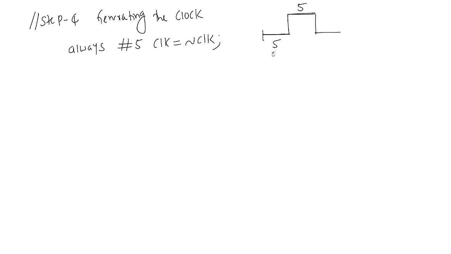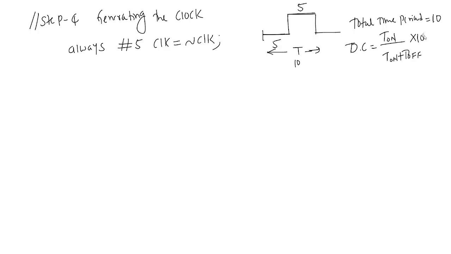So what is the time period? Total time period, T equal to 10 nanoseconds or 10 time units. Total time period is equal to 10. Okay, so you know the duty cycle. So what is duty cycle? It should be 50%. T on by T on plus T off into 100%. This is the duty cycle.